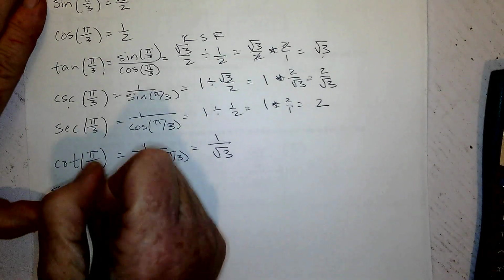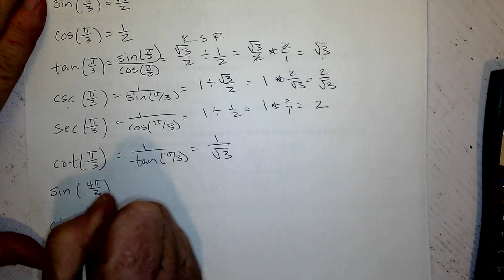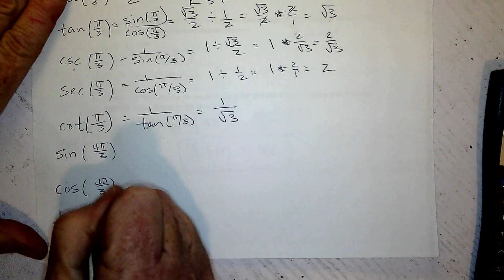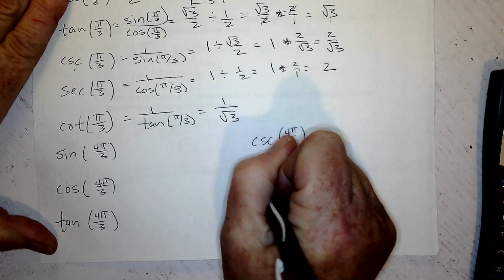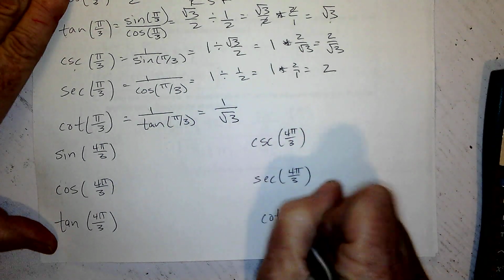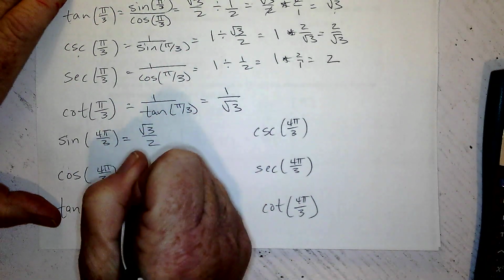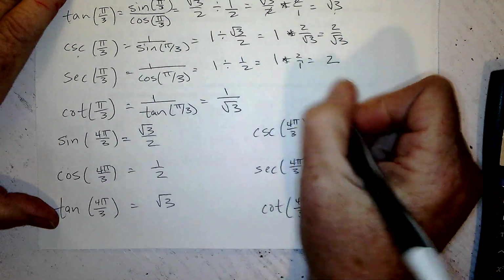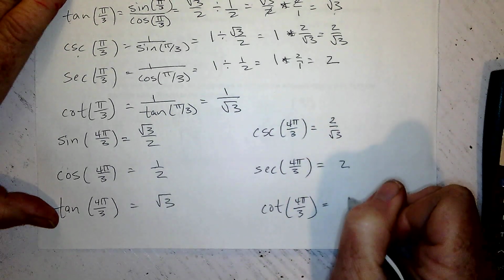sine of the angle that we're referencing, 4 pi over 3, cosine 4 pi over 3, tangent 4 pi over 3, cosecant 4 pi over 3, secant 4 pi over 3, and cotangent 4 pi over 3. All right, I'm going to rewrite these real quick. Sine is square root of 3 over 2. Cosine is 1/2. Tangent is square root of 3. Cosecant is 2 over the square root of 3. Secant is 2. And cotangent is 1 over the square root of 3.